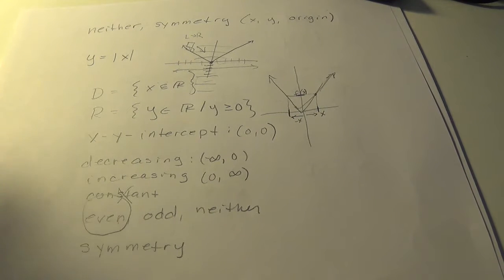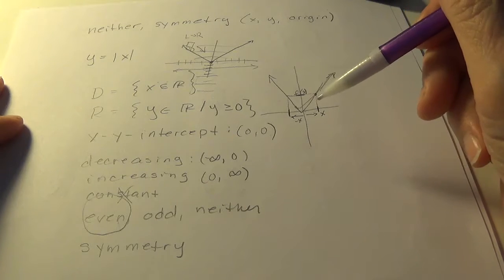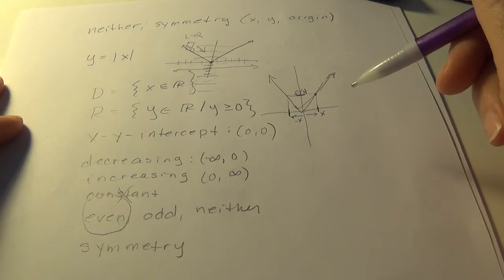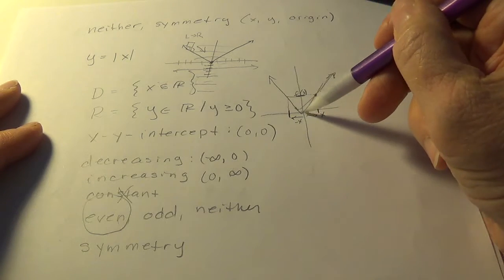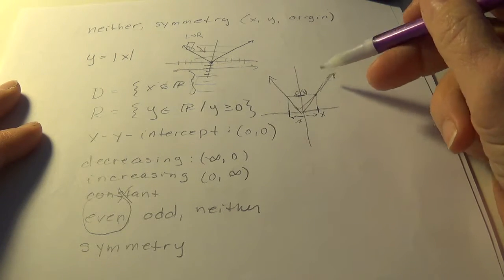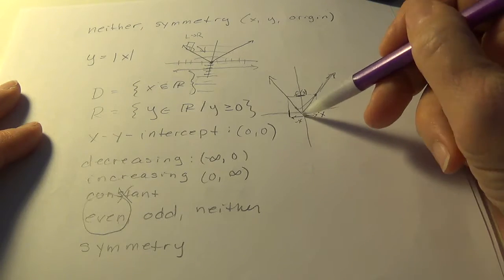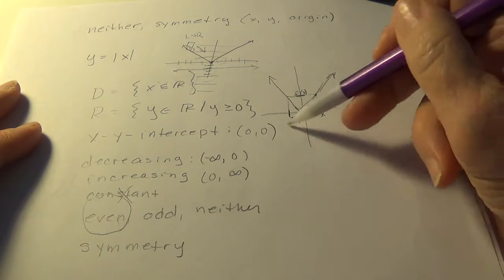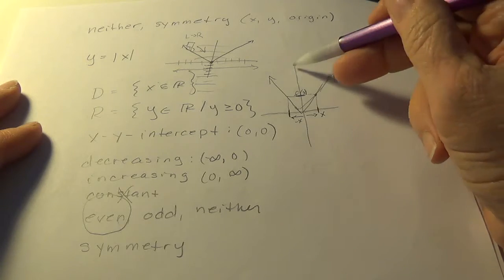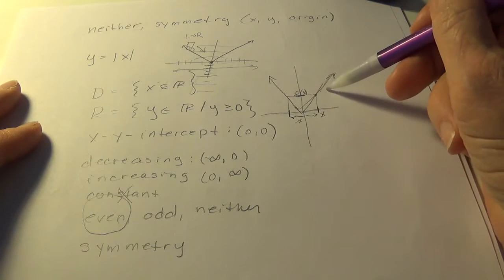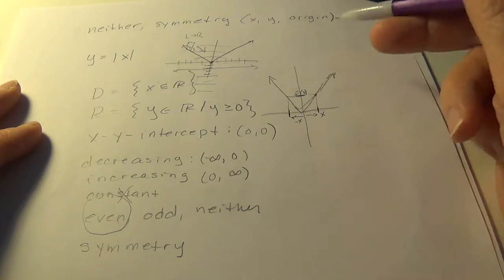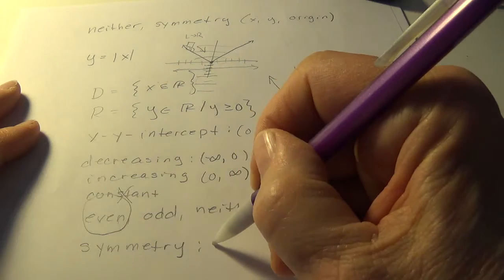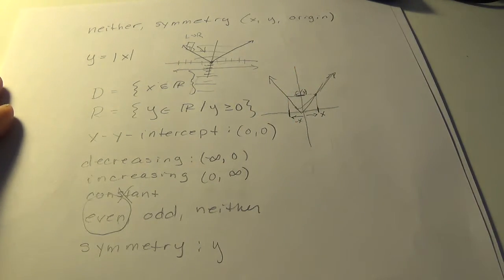For symmetry, there are three choices: x, y, and symmetric to the origin. It all depends if you fold it along these lines, and you'll get the same values. If we fold along the x-axis, we'll see that this imprints down here, and there's no such function down here. But if we fold it along the y, this will imprint on this, and there's a perfect match. So we say it's symmetric to the y. It has y symmetry.